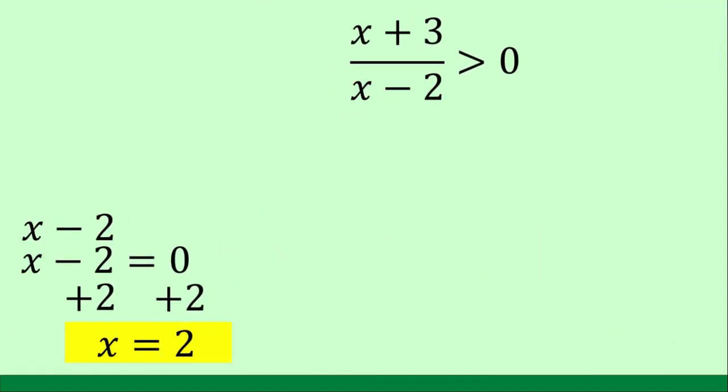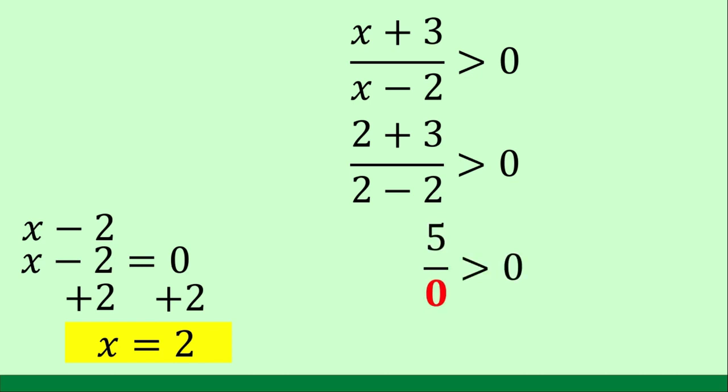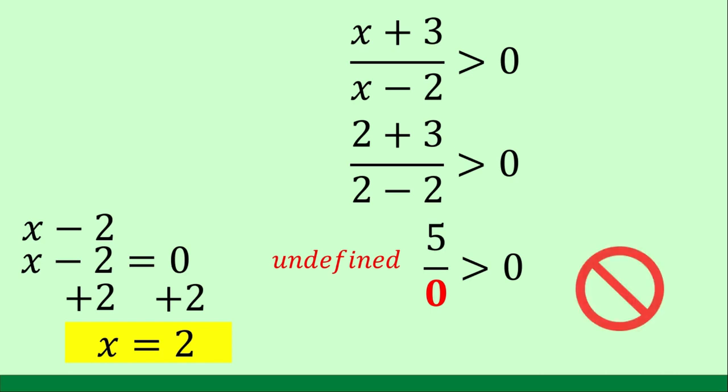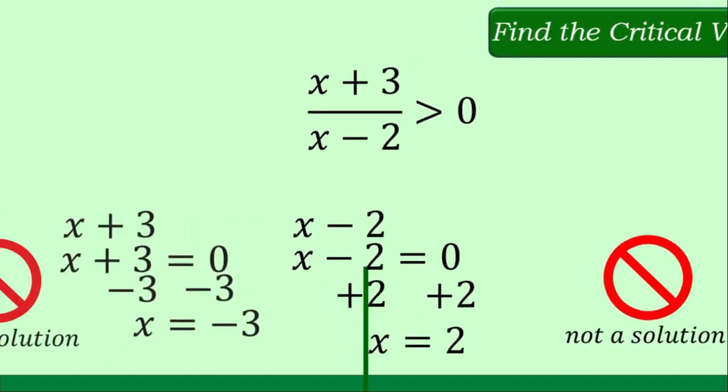Like this. Let's substitute. So you have this. Performing the indicated operation, you'll have 5 over 0. As mentioned earlier, it will make your denominator 0. Any number divided by 0 will always be undefined. Thus, x is equal to 2 will make this undefined. Therefore, the value 2 for x is still not a solution. Let's take note of that.